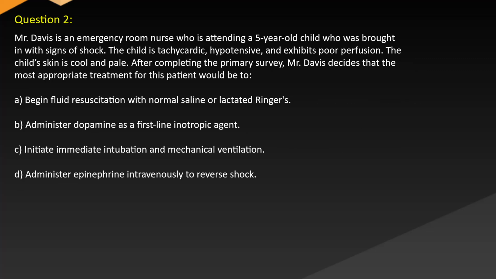Question 2. Mr. Davis is an emergency room nurse who is attending a 5-year-old child who was brought in with signs of shock. The child is tachycardic, hypotensive, and exhibits poor perfusion. The child's skin is cool and pale. After completing the primary survey, Mr. Davis decides that the most appropriate treatment for this patient would be to: A. Begin fluid resuscitation with normal saline or lactated ringers. B. Administer dopamine as first-line inotropic agent. C. Initiate immediate intubation and mechanical ventilation. D. Administer epinephrine intravenously to reverse shock.